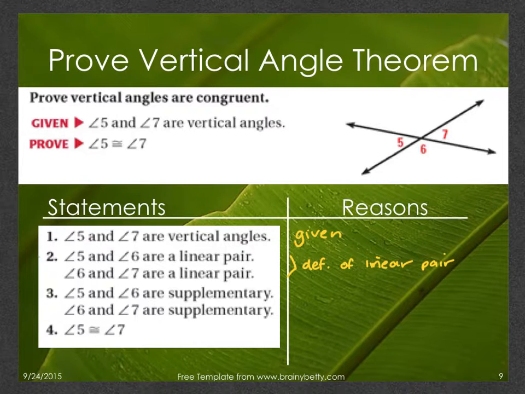Three says 5 and 6 are supplementary, 6 and 7 are supplementary. Or you substitute. So close. You're one word off. Linear pair postulate. Okay? We know that they are supplementary because we have said that linear pairs are supplementary, right?